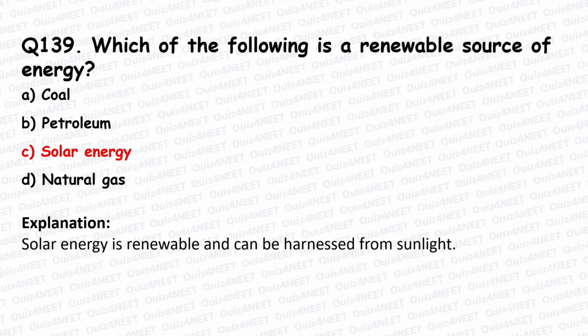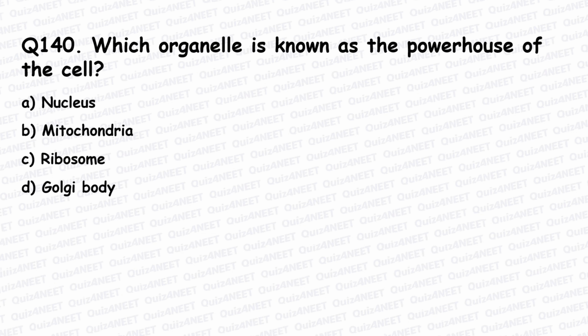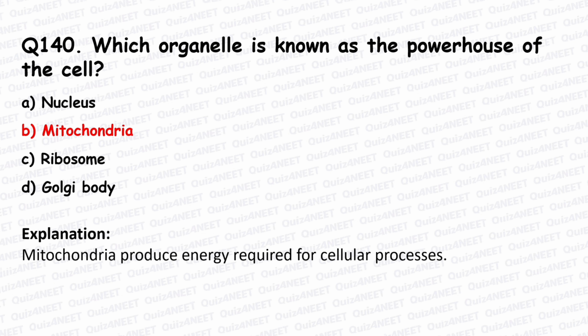Q140. Which organelle is known as the powerhouse of the cell? A. Nucleus, B. Mitochondria, C. Ribosome, D. Golgi body. Answer: mitochondria. Explanation: mitochondria produce energy required for cellular processes.